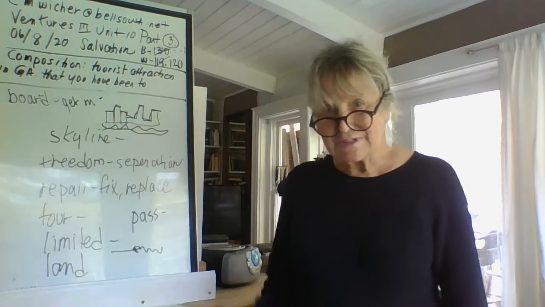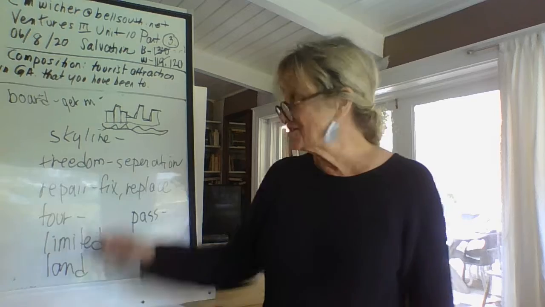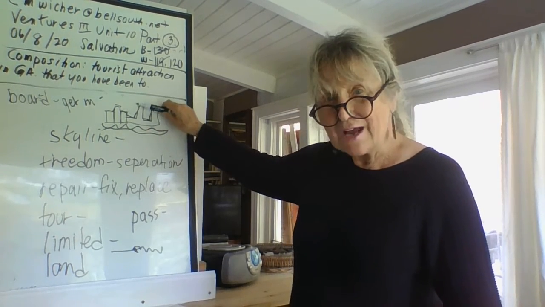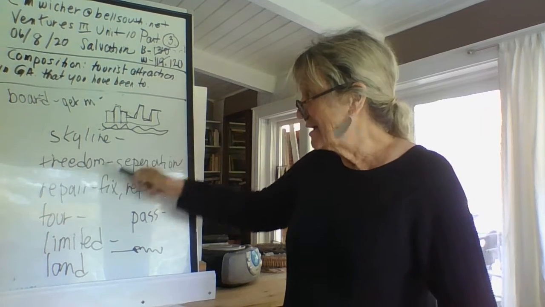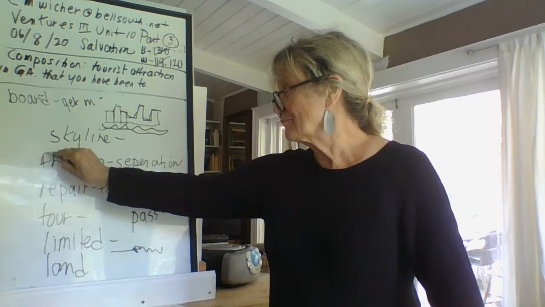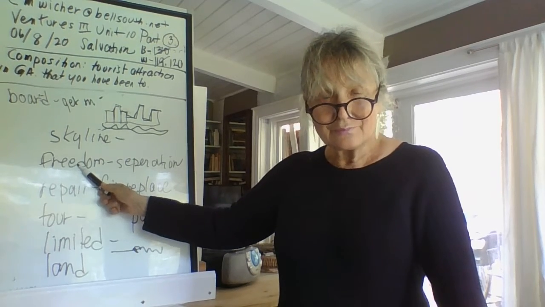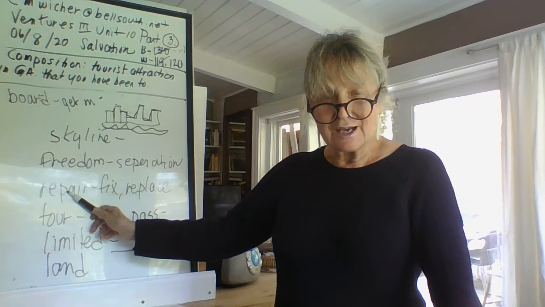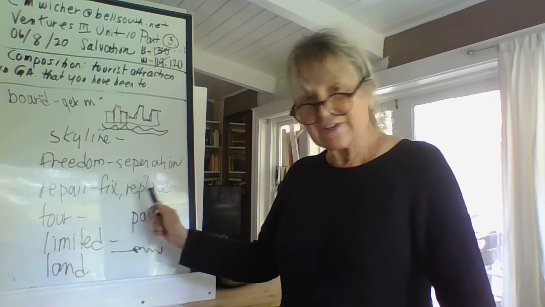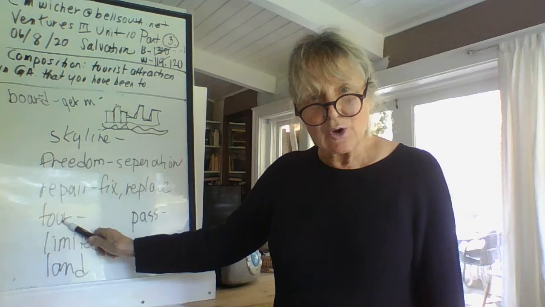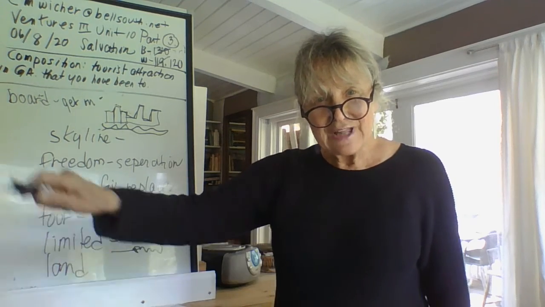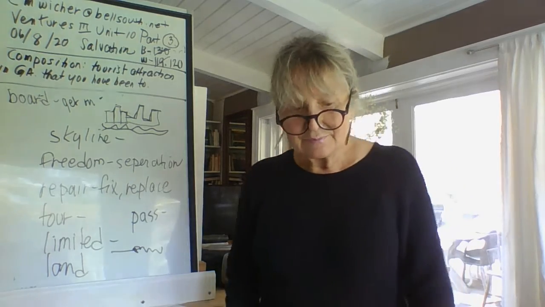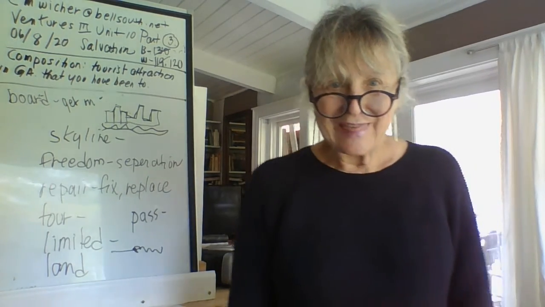Okay, let's review some of the vocabulary because it's almost the end of the session. What is this word? Skyline. The outline of buildings up against the sky. The next one, freedom, from England, separation. Repair, another word for fix or replace. Tour, go from one place to another in a particular attraction. Limited? Not very much. Okay, that's it for this session.